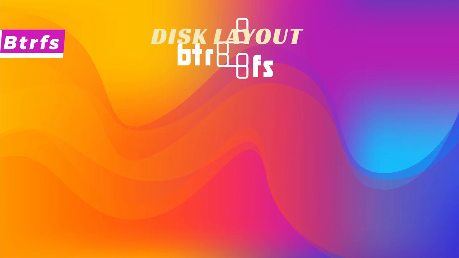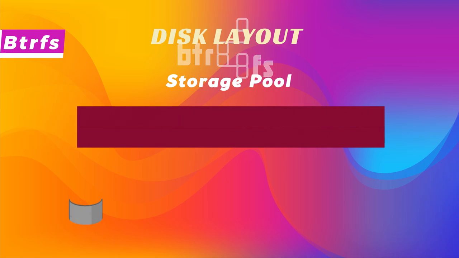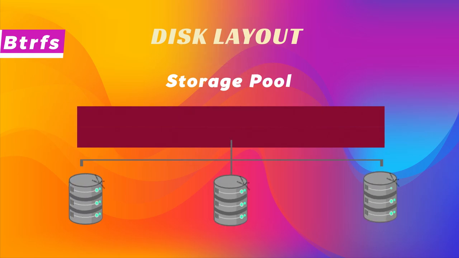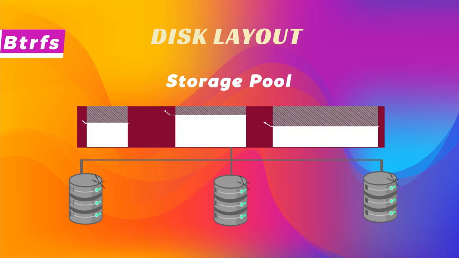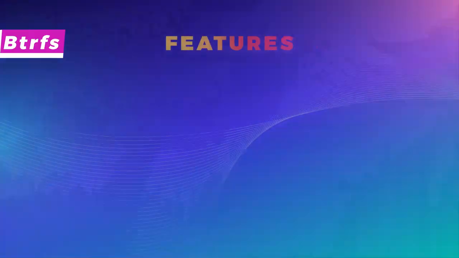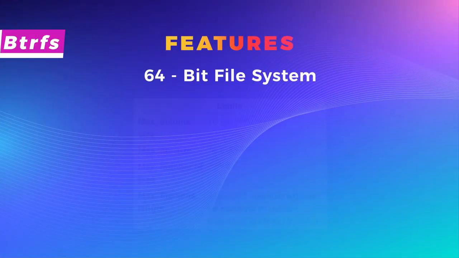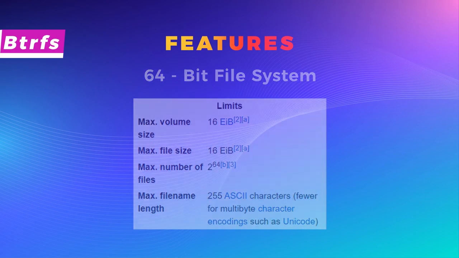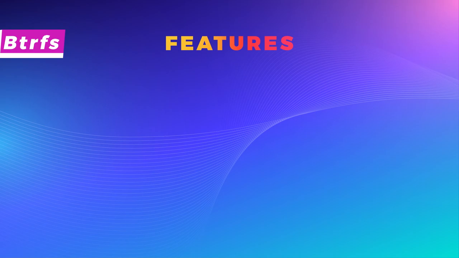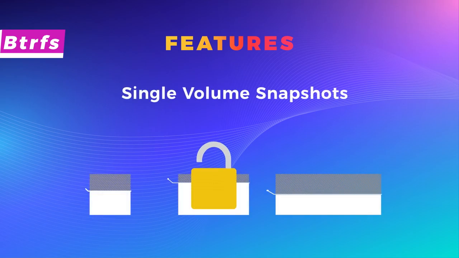Like ZFS, Btrfs also has one storage pool that consists of all storage disks. Inside the storage pool, we create subvolumes. Subvolumes are like partitions that can be dynamically resized at will. Btrfs is a 64-bit file system, so the maximum volume size as well as the maximum size of a file is 16 EB. Now, one of the unique features of Btrfs is that you can take a snapshot of a single volume. A snapshot is like a copy of a subvolume that you can roll back to. And it's very flexible. You can make the snapshot read-only or read-write.